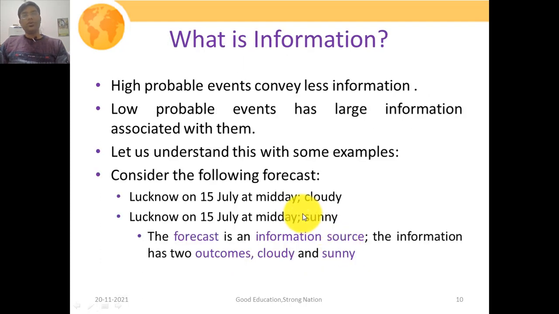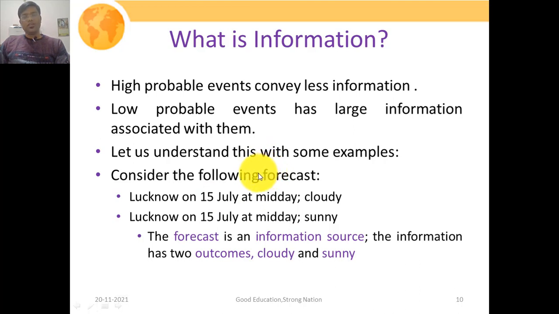So the next important question is, what is information? How are we going to quantify information, that is, how are we going to measure it? We will present some statements, such as: highly probable events convey less information. As of now, just consider it as a statement, whereas a low probable event has a large amount of information associated with it. So let us understand with some examples. What do you mean by that?